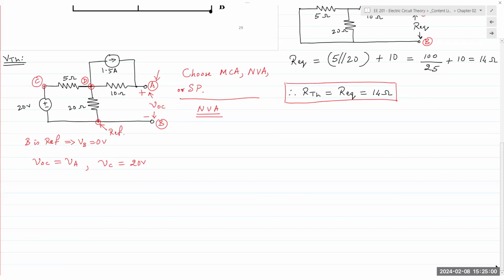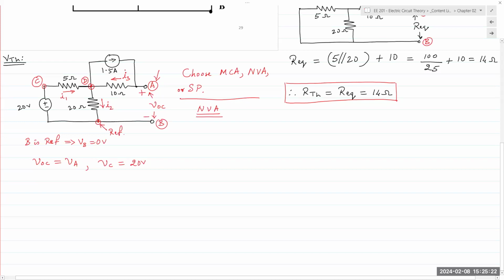Last thing to do for problem setup is to assign branch currents. So I have 3 resistors, the 5 ohm current is I1, then the current for the 20 ohms is I2, and the current for the 10 ohms is I3. And this presents a very interesting case.